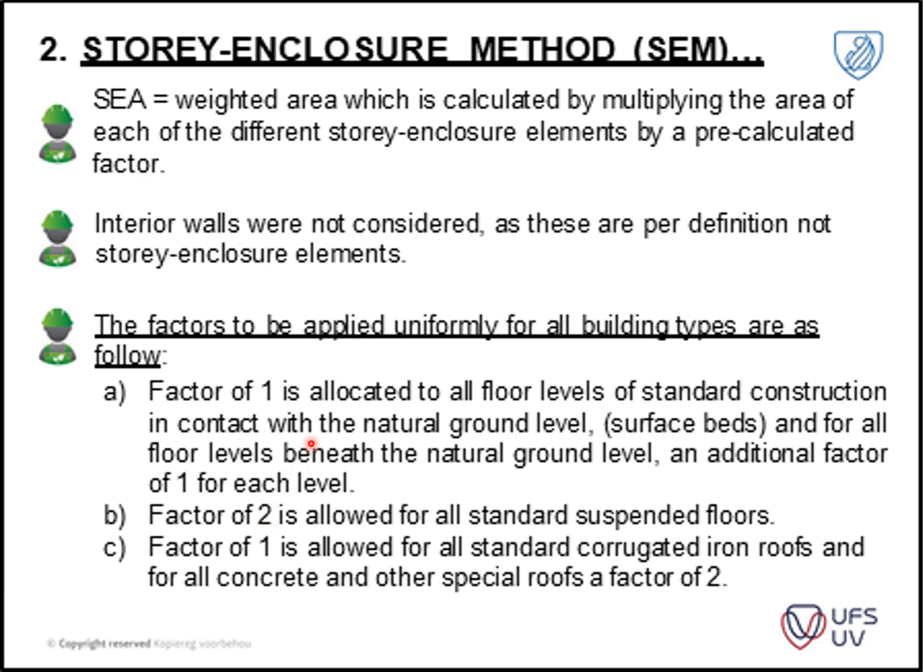Okay, so the factors that have to be applied. So a factor of 1 is allocated to all floor levels of standard construction in contact with natural ground. And for all floor levels beneath the natural ground, an additional factor of 1 is provided per level. Okay. So, and then we've got a factor of 2 allowed for all standard suspended floors, and a factor of 1 is allowed for standard corrugated iron roofs and for the concrete and other special roofs a factor of 2. So you will see in your study notes where the standard factors are provided.